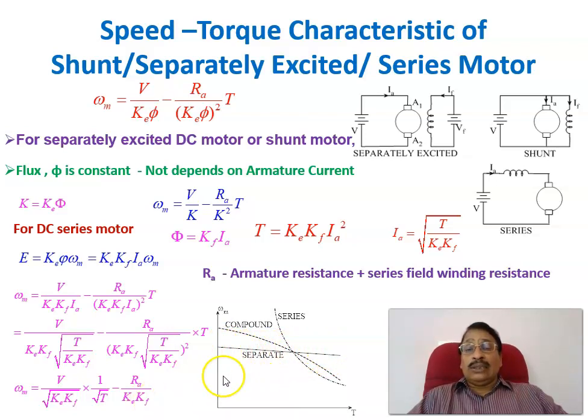But for a series motor, omega m is inversely proportional to the square root of the torque. That is why it looks something like this. You are getting an inverse characteristic. As torque increases, omega m reduces. This is for a series motor and this is for a shunt motor. And for a compound motor, which we'll see later, that consists of both series winding as well as shunt winding, the characteristic will be in between the shunt motor and the series motor. Therefore, these are the torque speed characteristics of different types of DC motors.